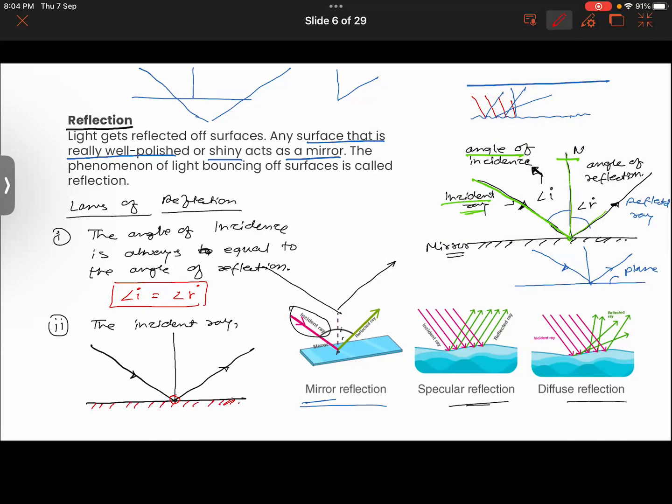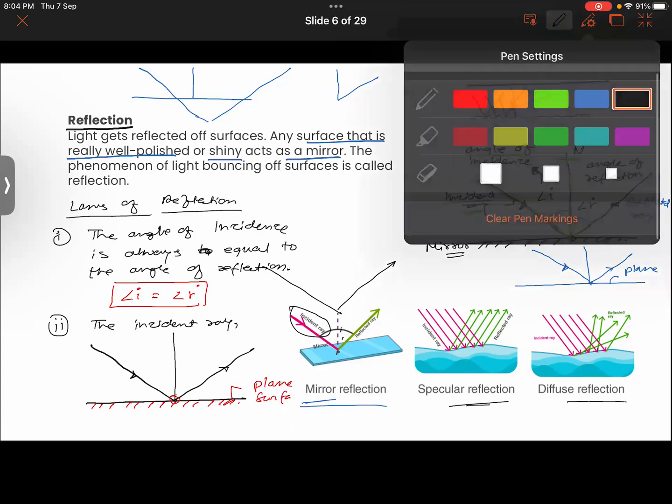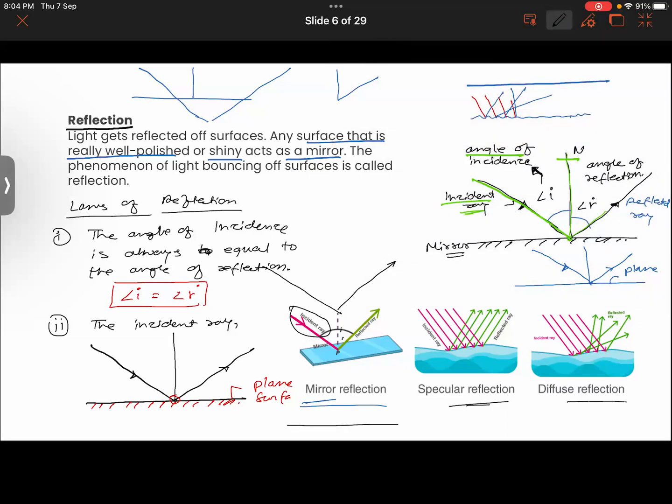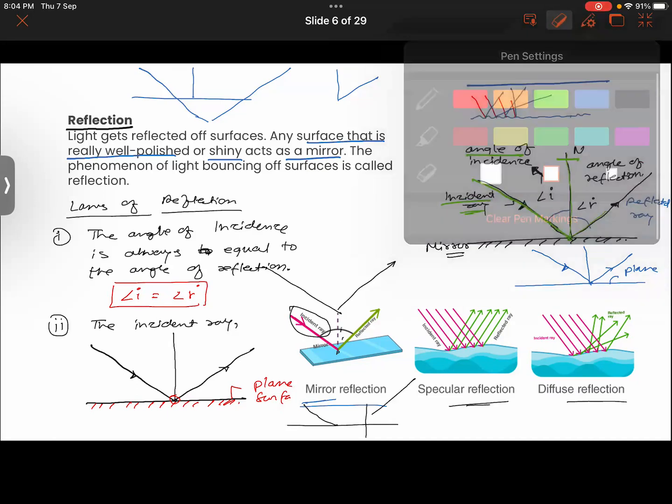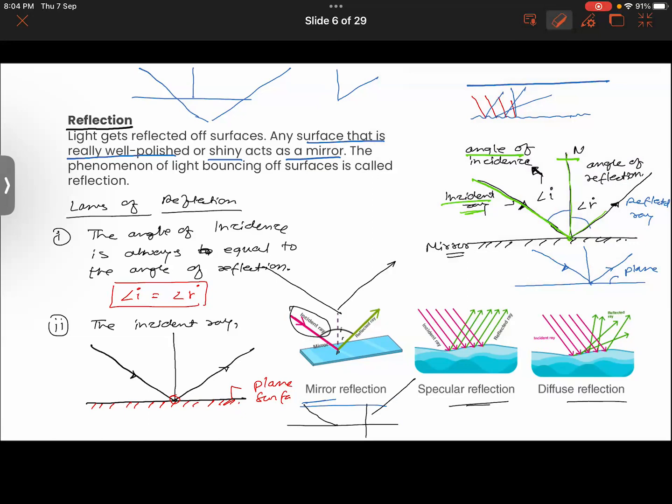Okay, and this mirror, it is a plain surface. Understand it like this. Okay, it's not like that. It's not like that the incident ray is coming here, normal is here, or the reflected ray is here. No, they all are meeting at the same point here and lying on the same plane. Is it clear? Yes, sir. A bit of. It will become clear.